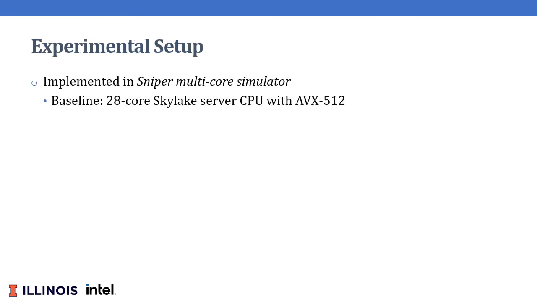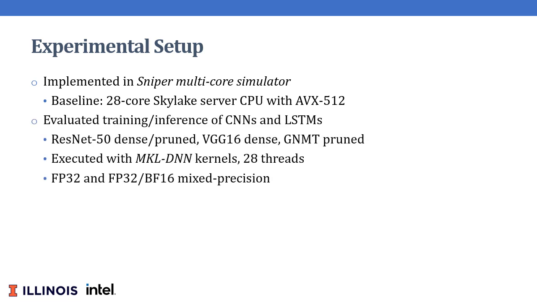We implemented SAVE in the Sniper multi-core simulator. The baseline resembles a 28-core Skylake server CPU with AVX512 vector extension. We evaluated SAVE on training and inference of multiple networks with realistic sparsity. These networks are trained with or without pruning. The networks are executed with MKL-DNN kernels and 28 threads. We evaluated both FP32 and FP32 BF16 mixed precision kernels.